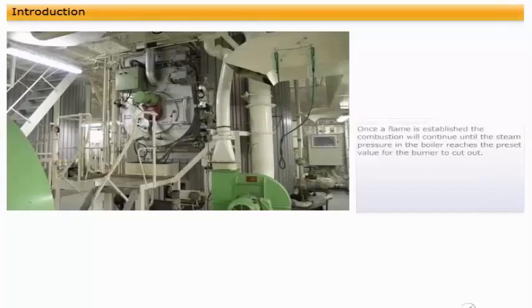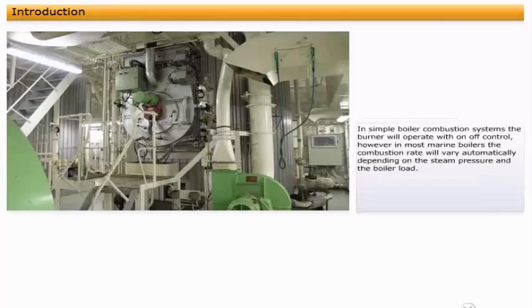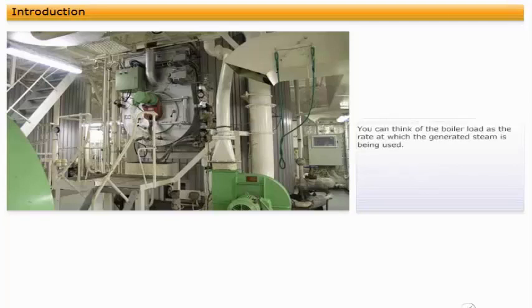Unlike combustion in a diesel engine cylinder, the combustion process in a boiler furnace is a continuous process. Once a flame is established, the combustion will continue until the steam pressure in the boiler reaches the preset value for the burner to cut out. In simple boiler combustion systems, the burner will operate with on-off control. However, in most marine boilers, the combustion rate will vary automatically depending on the steam pressure and the boiler load.